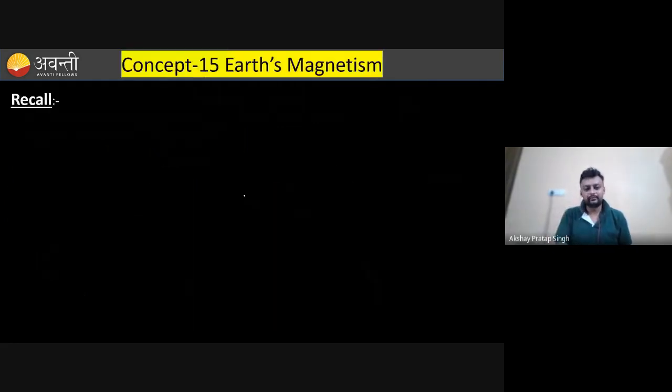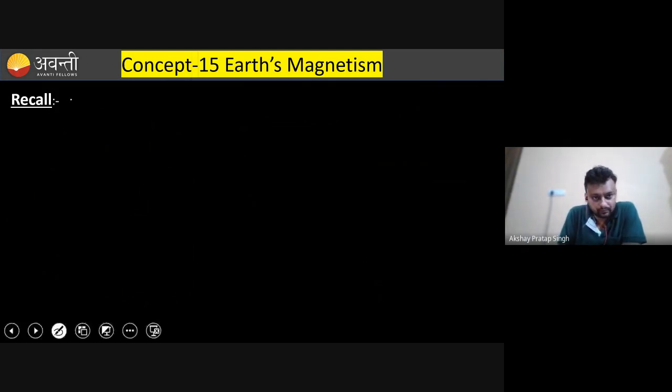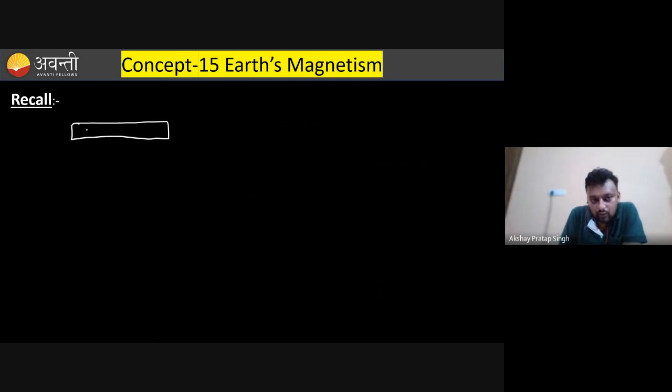Earth's magnetism. You have learned it in your classes as well. So just listen, I will recall one or two things. If you see a bar magnet, I hope you remember, you can say yes or no. This is a bar magnet. It has two poles, South Pole and North Pole.